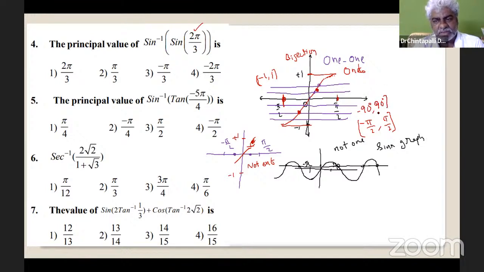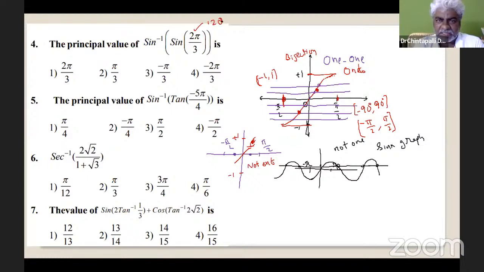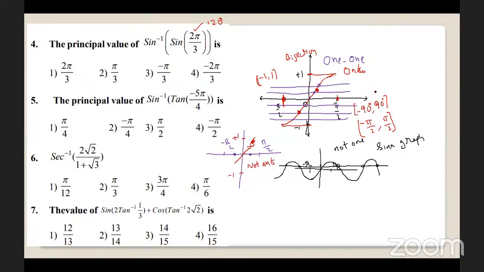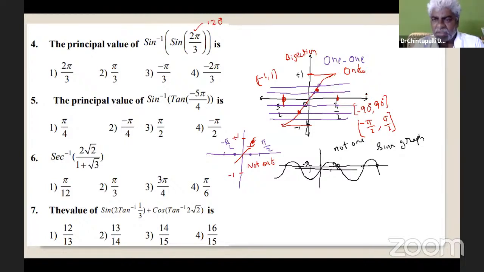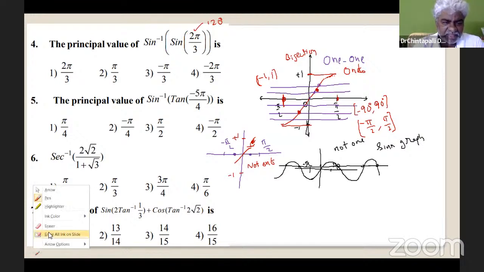The domain of sin x is closed, not open. Closed, yes, negative 90 degrees and positive 90 degrees, right? But this angle is 120 degrees. Is it in that interval or not? No, sir. Only from negative 90 up to positive 90. That's why we should not cancel sine inverse and sine.